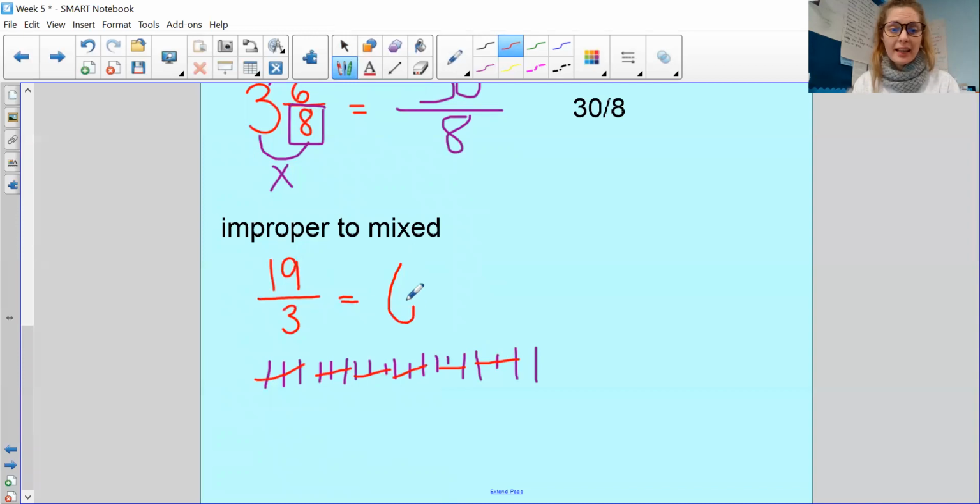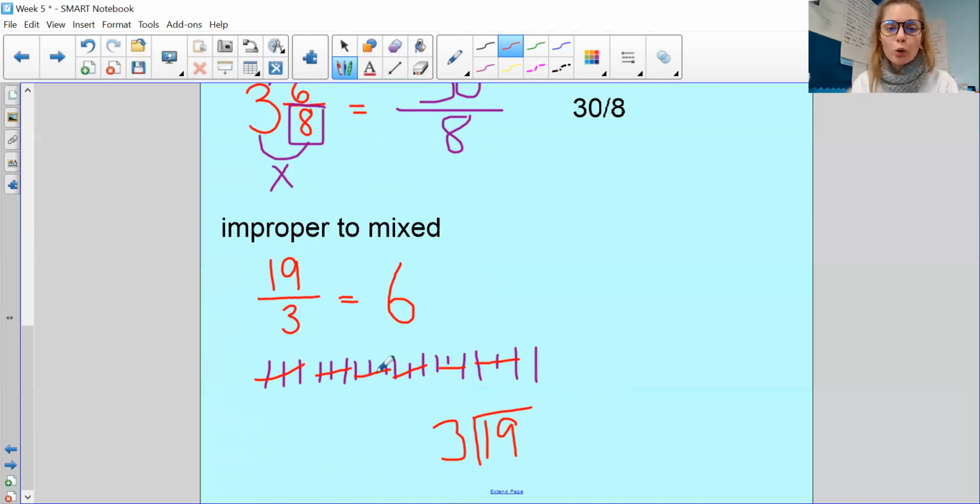An easier way to say that is 3 goes into 19 how many times? So I'm saying 19 divided by 3, okay? And if you need, draw out the little sticks and then group them. How many groups do you have?